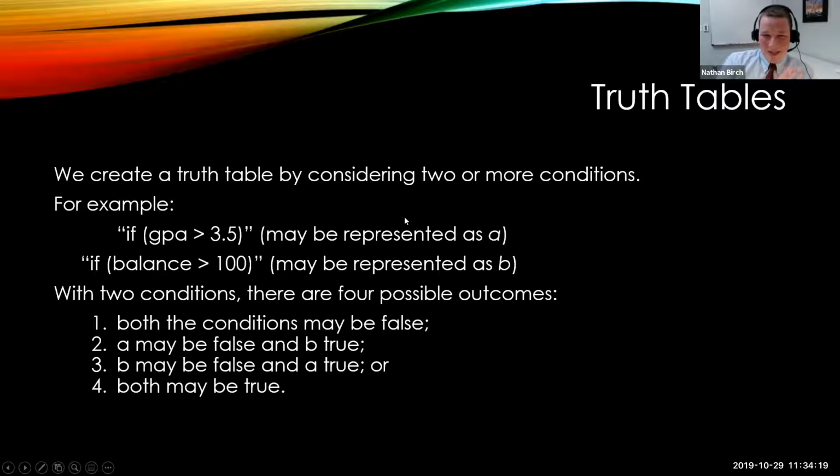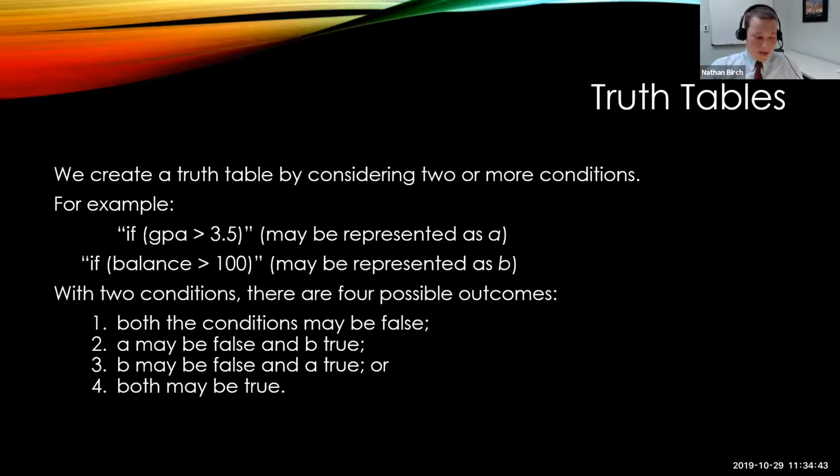All right, truth tables. We create a truth table by considering two or more conditions. For example, if GPA is greater than 3.5, I could represent this as condition A. Then if A is true, that would be linked to GPA being greater than 3.5. And if balance is greater than 100, I could represent that as B. With two conditions, there are four possible outcomes.